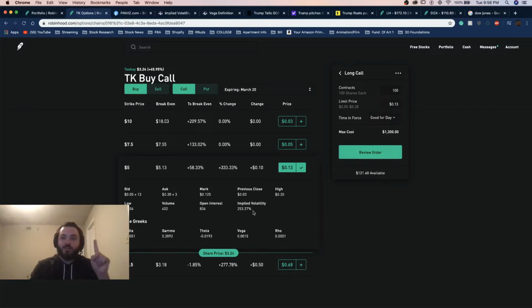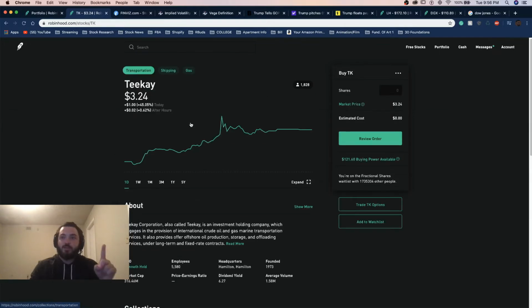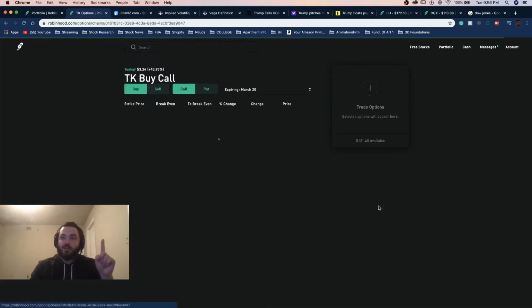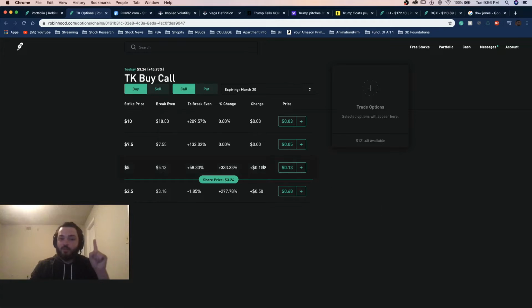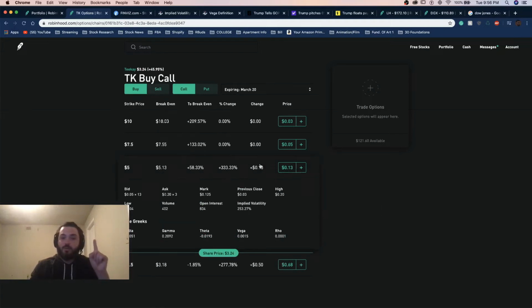This current option is having an implied volatility of 253%, because recently it jumped up $1 in a day, meaning it went from $2.24 of value to $3.24 in value. So let's say tomorrow it was to jump up another dollar. Well, that means that this stock is now going up, and we kind of understand where it's heading.